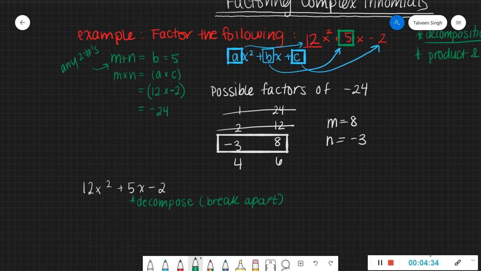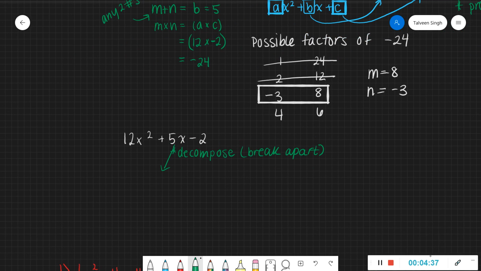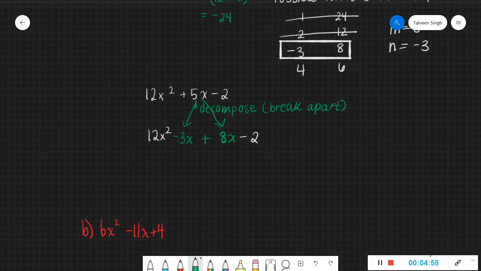Right, so we're going to turn this middle term into 2 terms. The first one is probably going to be negative 3x, and we're going to change that to positive 8x. I'm going to leave the rest of my equation the same, negative 2 on the end, and 12x squared. All I did was decompose my middle term. I'm going to write it out again just in white so that it looks nicer: 12x squared minus 3x plus 8x minus 2, right?